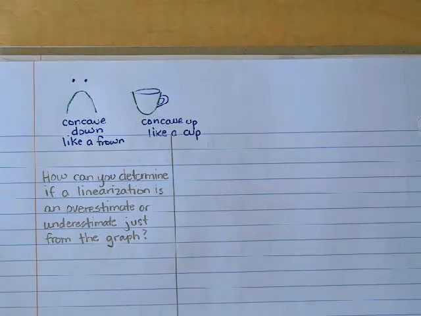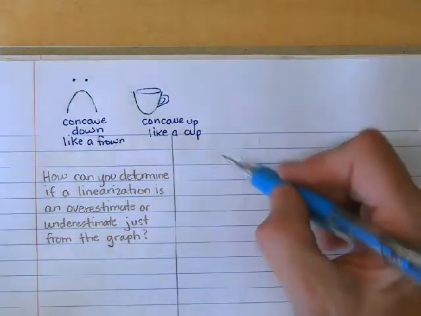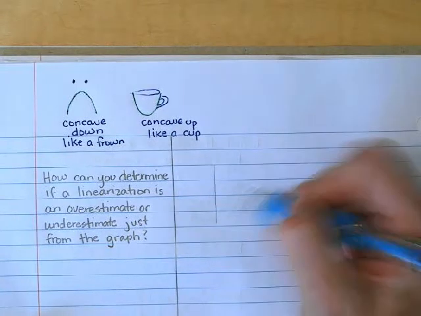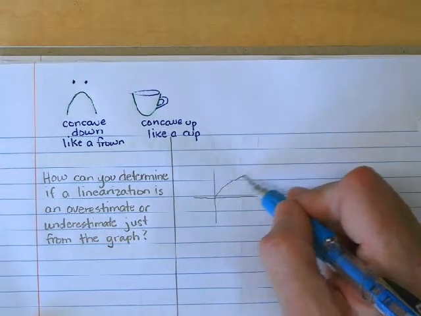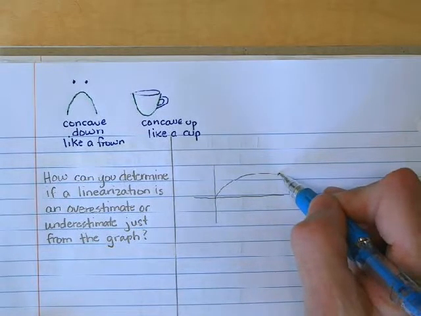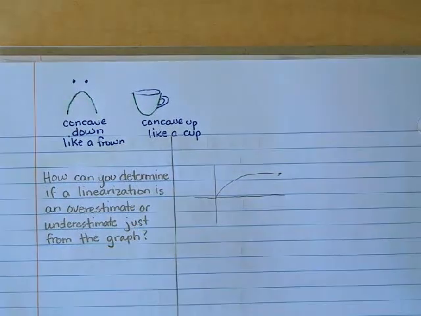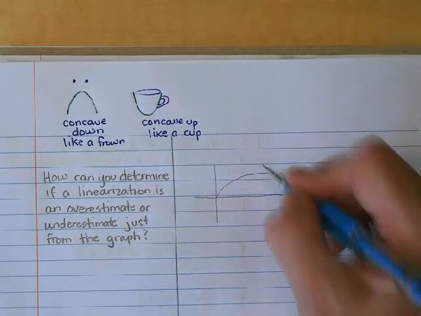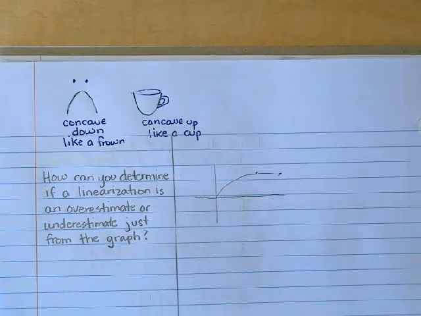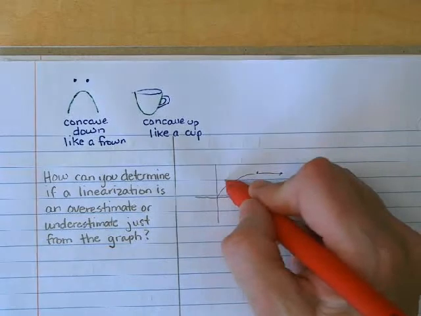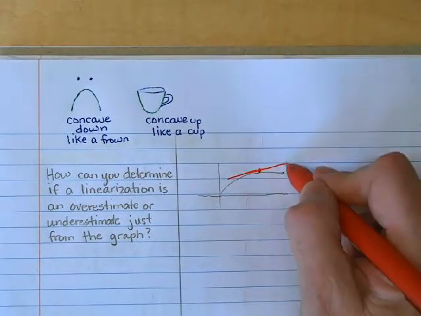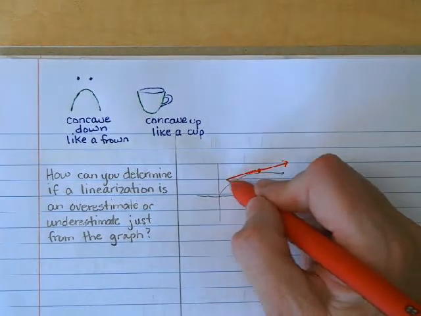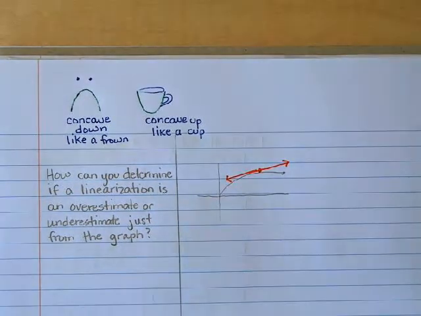Okay, so I'm going to put in the graph that we just had. And we can see that that graph is concave down. And we had our tangent line. I'm exaggerating it a little bit so that you can see that it is above the graph.